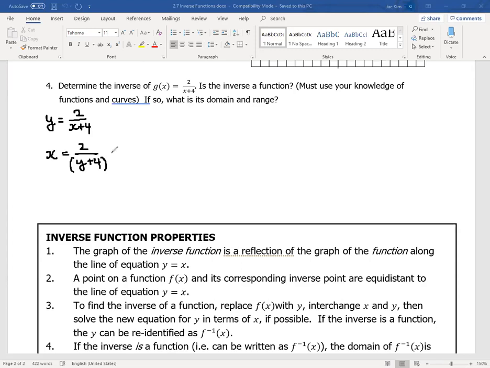No, we can't just subtract because it is a fraction. Remember, it's 2 divided by y plus 4. What's the opposite operation of division? So multiply both sides by y plus 4. Let me show all the steps here. X times y plus 4, give me a second, and 2 over y plus 4 times y plus 4.